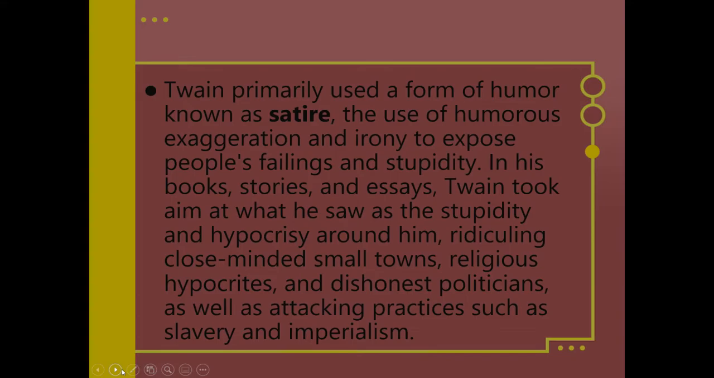He primarily used a form of humor known as satire, the use of humorous exaggeration and irony to expose people's feelings and stupidity. In his books, stories, and essays, Twain took aim at what he saw as the stupidity and hypocrisy around him, ridiculing close minded small towns, religious hypocrisies, and dishonest politicians, as well as attacking practices such as slavery and imperialism. So when Twain saw something wrong in society, he exaggerated it and he made it extreme because he wanted people to get that shock value for their attention was drawn to it.